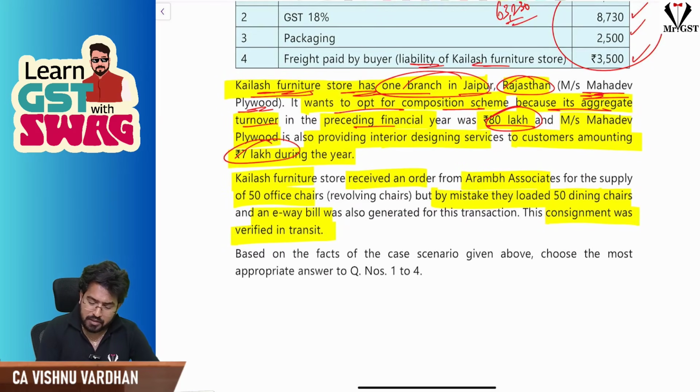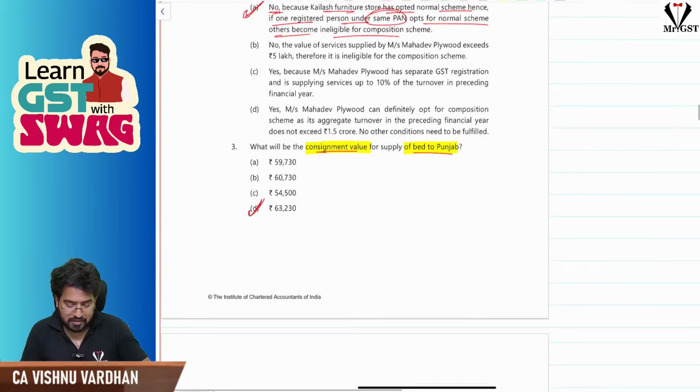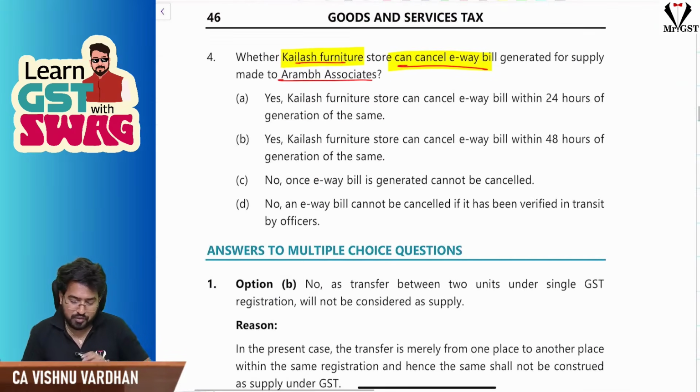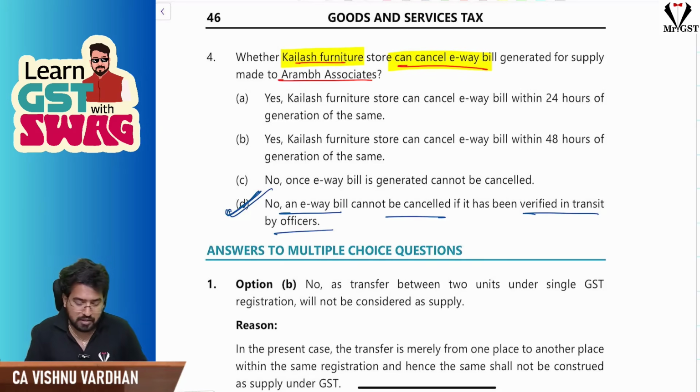Next, Kailash Furnitures received an order from RM Associates for 50 office chairs, but by mistake they loaded 50 dining chairs and the e-way bill is generated, and this consignment was verified in transit. In that case, obviously, once the e-way bill is verified in transit, you cannot cancel it. So option D is the correct option: once the e-way bill is verified in transit, it cannot be cancelled. Okay, this is case study number 14 for you.